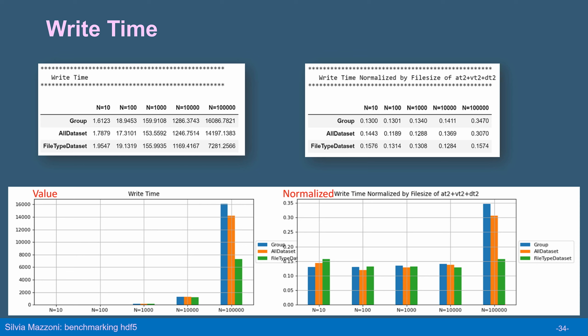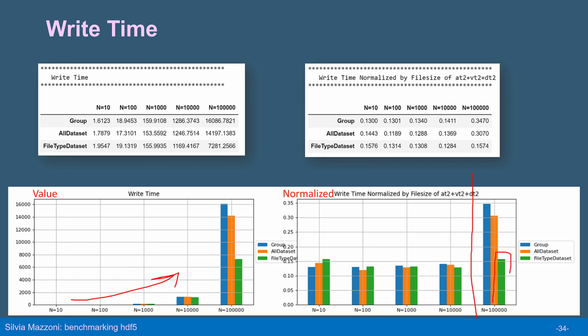Now we find something interesting, okay? Now we're looking at write time. Okay, and write time, I told you, is not the end of the world, but it's still a metric. Now something stands out. Let's go straight to the normalized. First of all, yes, it's increasing, and that's good. But now let's look at the normalized. There is something happening here.